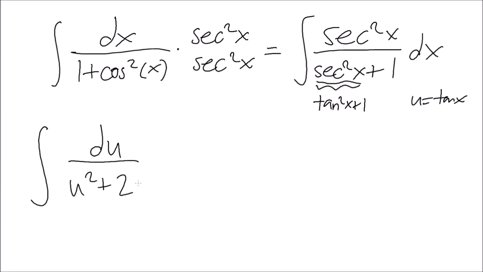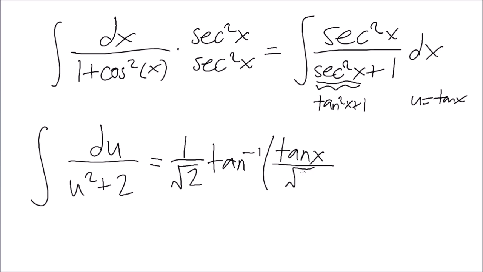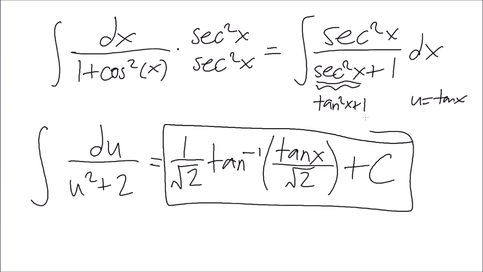So now it's a simple integral. Kind of a simple integral. It's not quite a standard integral, but it's a different case where you now have a constant here. And so, if you remember, it's the reciprocal square rooted, so it's 1 over root 2 inverse tangent of u over root 2. In this case, it would be tangent of x over root 2 plus c. And this will be our answer.